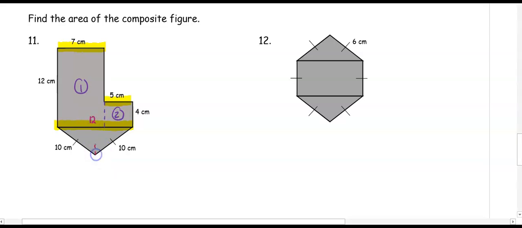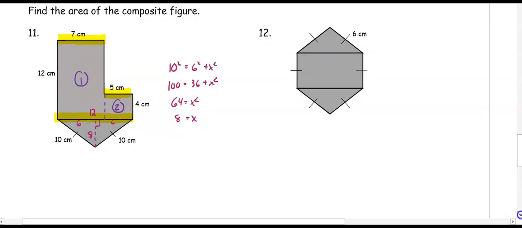But we don't know the height yet, so we are going to draw that in, which splits the base into 6 and 6. So we can do the Pythagorean theorem to find the height of the triangle. 10 squared equals 6 squared plus x squared. 100 equals 36 plus x squared. 64 is equal to x squared, so our height would be 8.